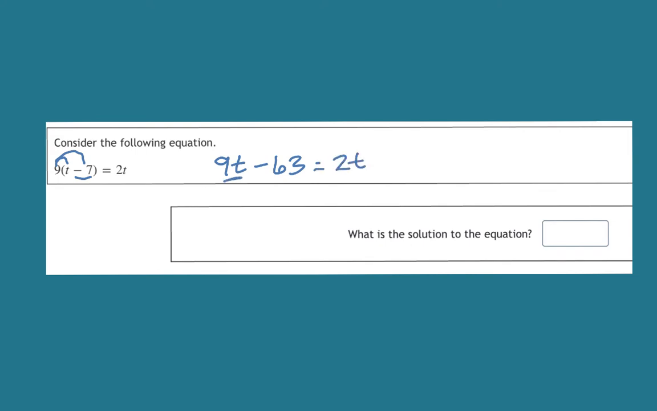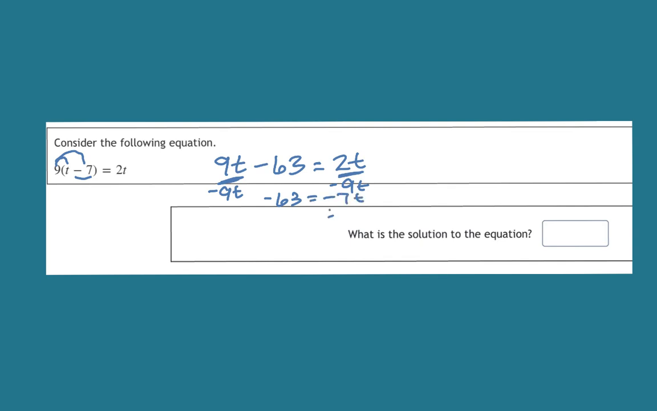And then, of course, we want our t's, which are our variables, to be together on one side of the equal sign. So I'm going to take away 9t from both sides, and I'm going to end up with a negative 63 equals a negative 7t.